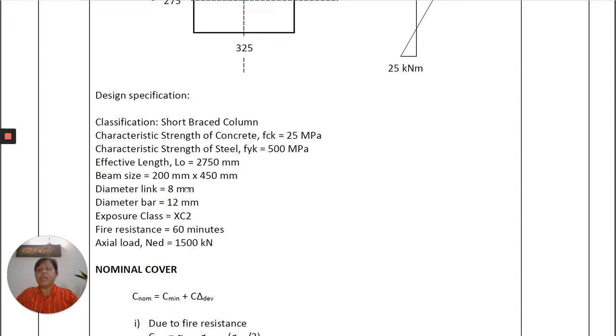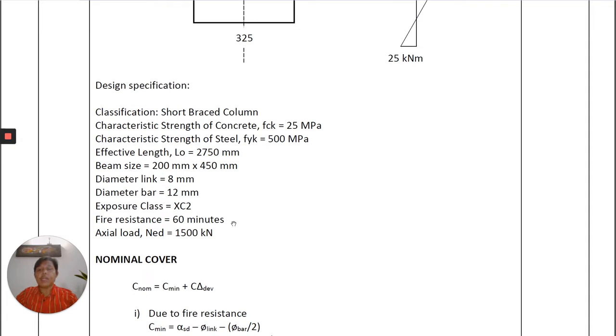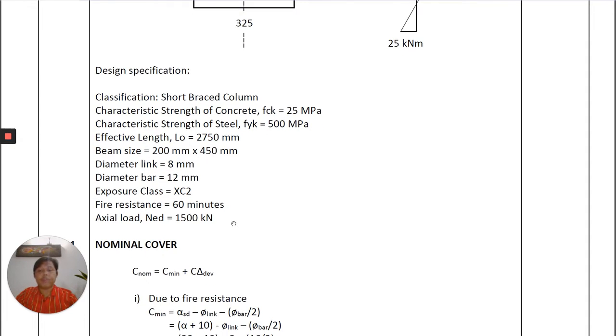And then the diameter of the link and the diameter of the bar are given here. If it is not given, you may assume the values: the minimum diameter of link as usual is 8 mm, and the diameter of bar is 12 mm based on Eurocode 2. Then the exposure class is XC2. If it is not given, you have to refer based on the location of the project that you're going to design, what the value for the exposure class is. You refer to the table given in the Eurocode. Then the fire resistance is 60 minutes, and the axial load NEd is equal to 1500 kN.